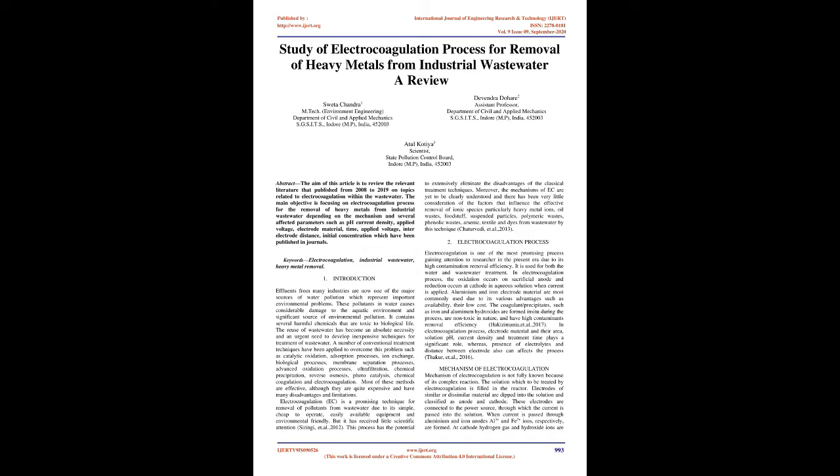The main objective is focusing on the electrocoagulation process for the removal of heavy metals from industrial wastewater, depending on the mechanism and several affected parameters such as pH, current density, applied voltage, electrode material, time, inter-electrode distance, initial concentration, which have been published in journals. Keywords: electrocoagulation, industrial wastewater, heavy metal removal.